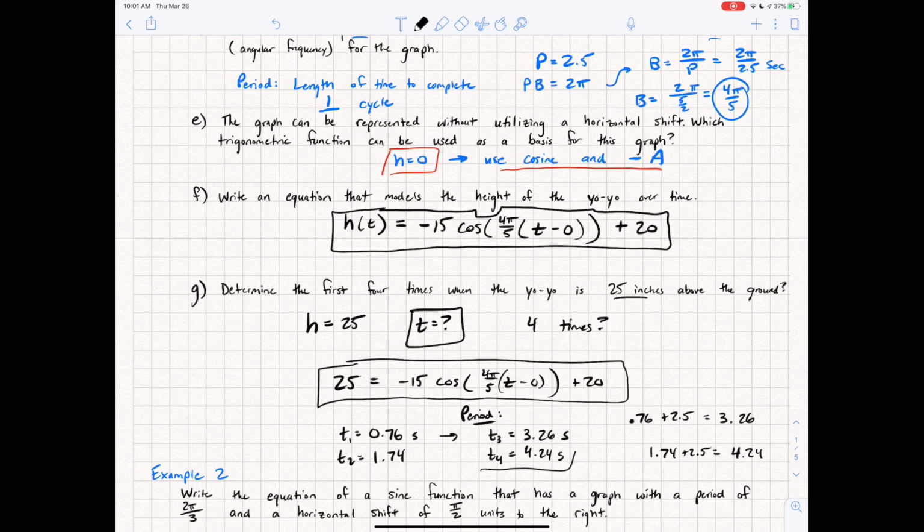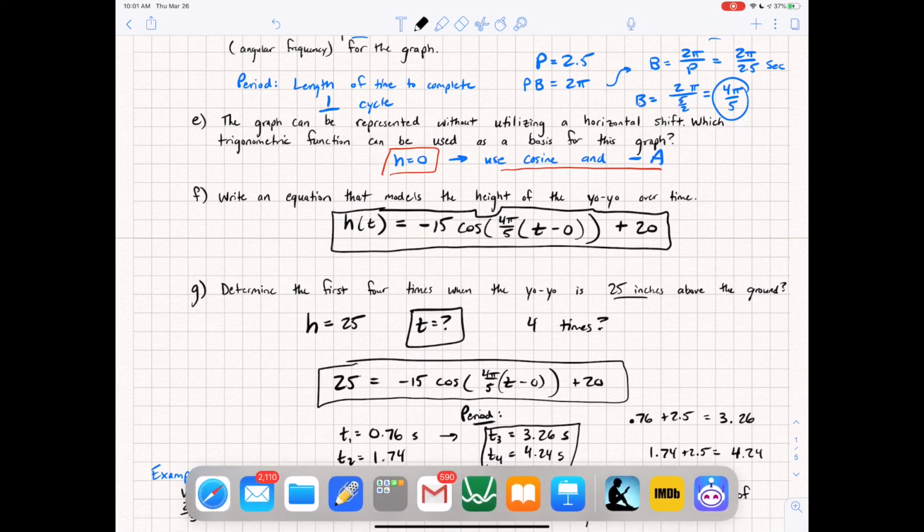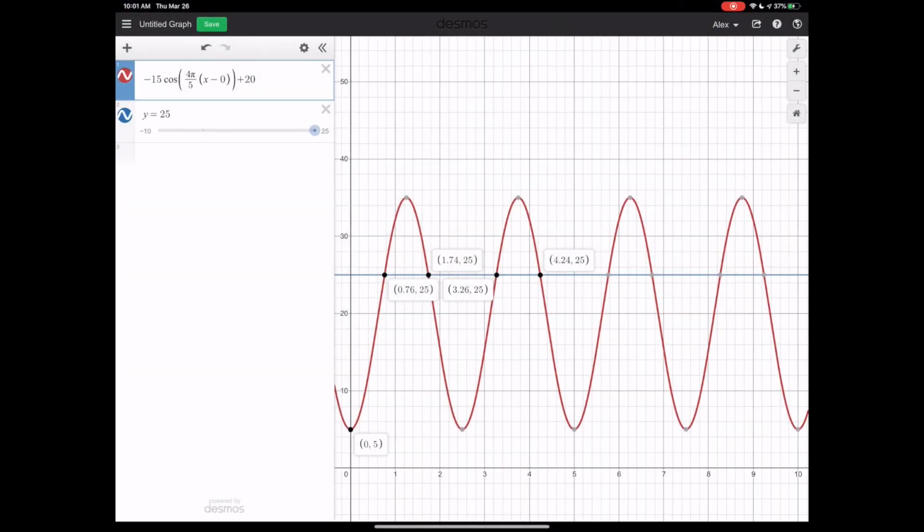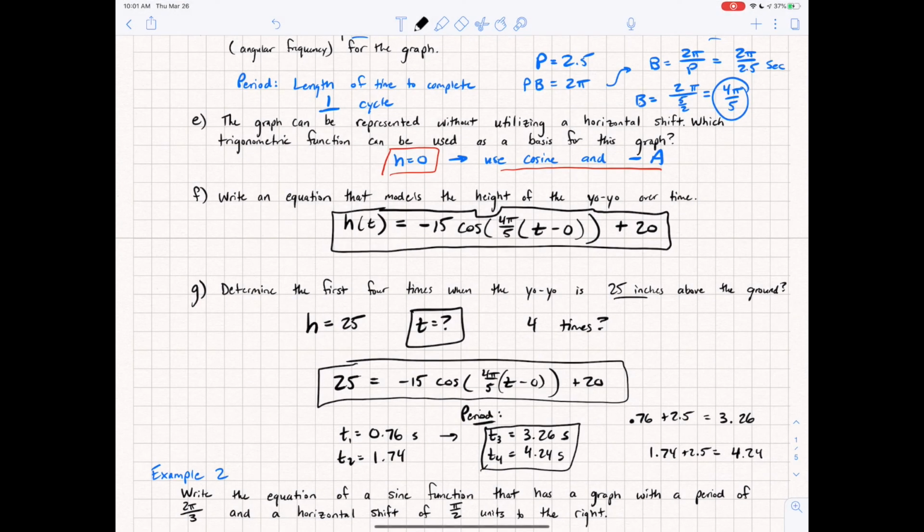Well, let's double check on the graph again. Let's see if these 2 points were actually right, because I already forgot. 3.26 and 4.24. We're at 25 again. So once I find these 2 points here and here, we can actually find every other value as long as we know what the period is. All right, so this is kind of the first example that looks at an application type.